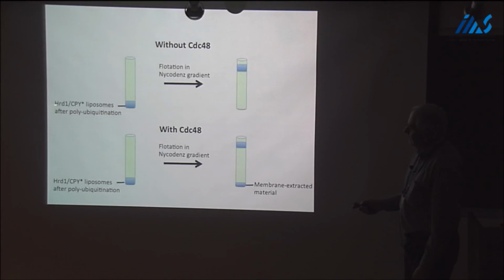So what he did is he took the complex of HER1 and CPY star, we constituted it into the liposomes, then did the ubiquitination reaction, and then put it onto a Nycodenz gradient at the bottom of the gradient, and then centrifuged. And if you don't have CDC48, what you expect is that the vesicles float in the gradient and end up on the top of the gradient.